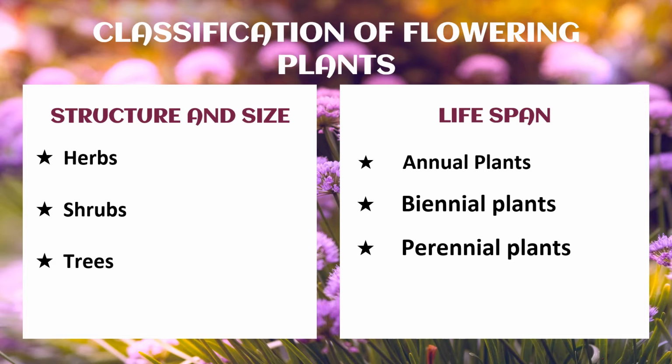Flowering plants may be classified on the following basis. On the basis of structure and size, they can be classified as herbs, shrubs, and trees. And based on lifespan, they can be classified as annual plants, biennial plants, and perennial plants.